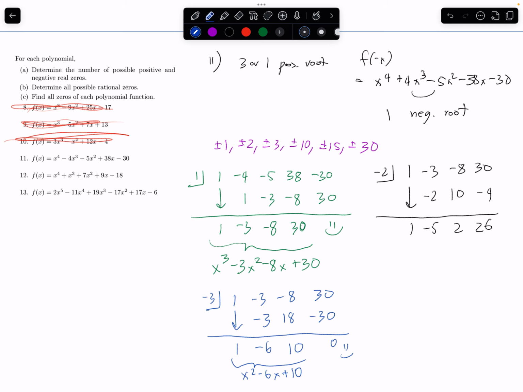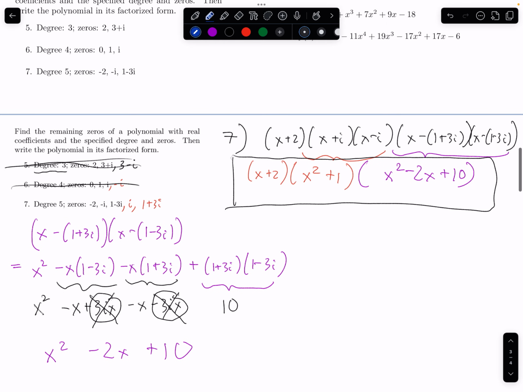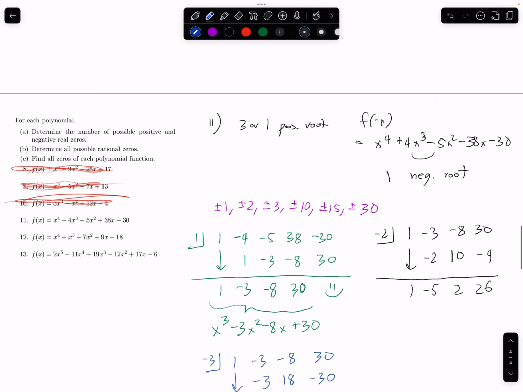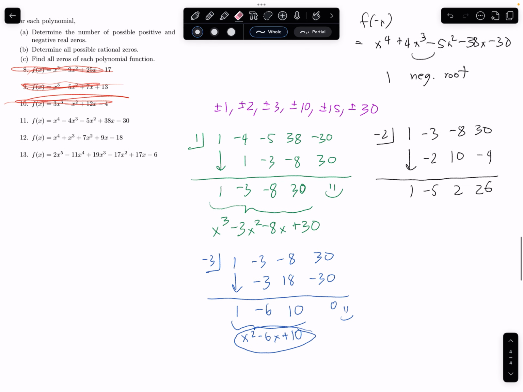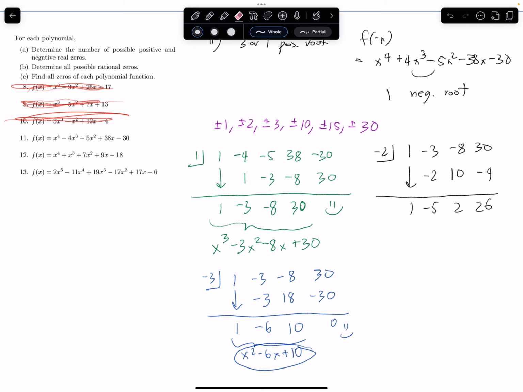I swear I've seen this quadratic before. X squared minus 6x plus 10. Where did I see that? Oh, I erased it. I think it was when I had 3 minus i, though. Yeah, it was 3 minus i. Okay, anyways. That means I found the important pieces that I wanted.